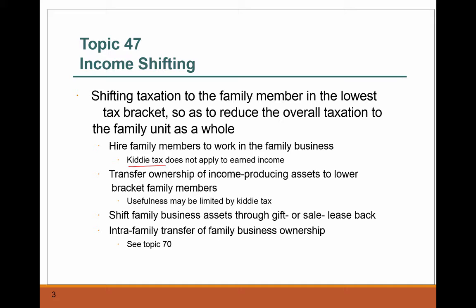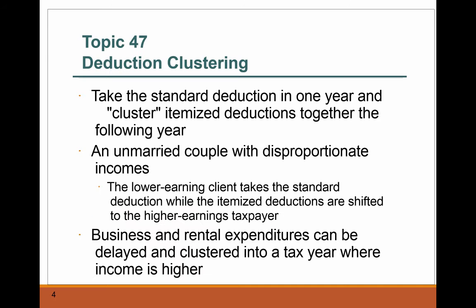But we transfer ownership of income producing assets to the lower bracket family members. And this is useful, but it can be limited by the kiddie tax. So even though we're trying to do income shifting, we have to be careful with the kiddie tax. Then we might want to shift some family business assets through gift or sale or leaseback. Gifts have certain limitations. Or we might want to just do an intra-family transfer of some business ownership, and we're going to talk about that in a later class.